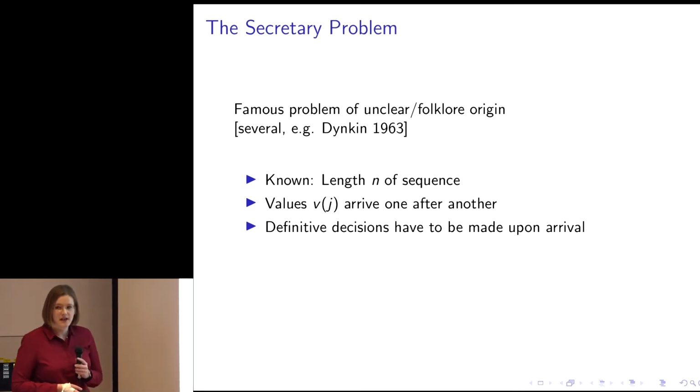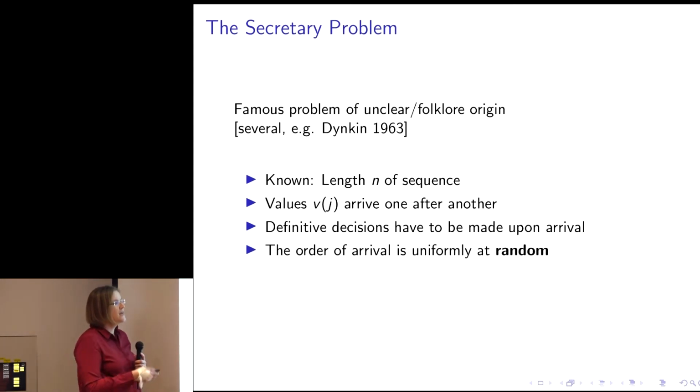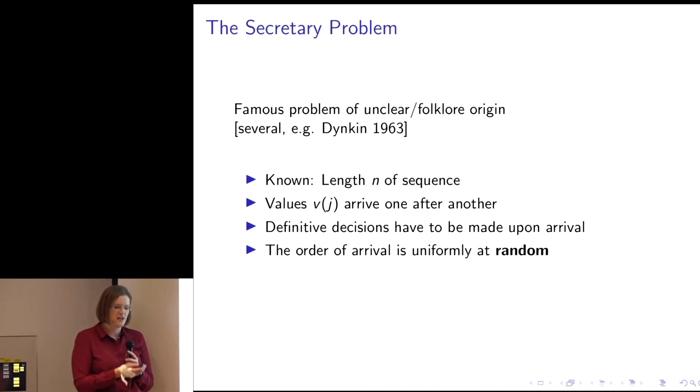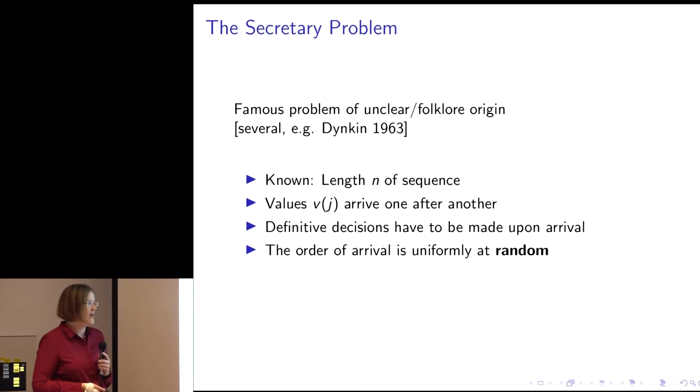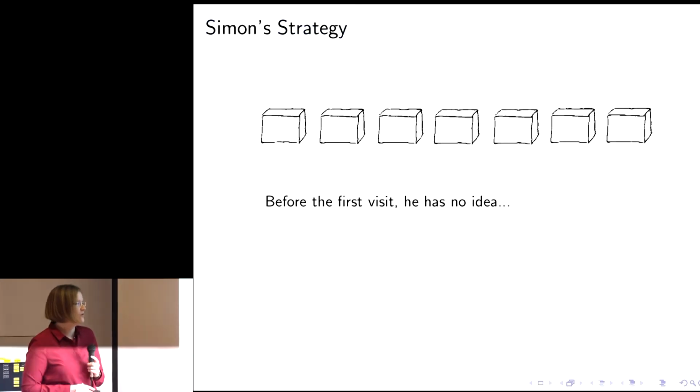Now, we have to decide, once we see a number, whether or not to take it. And we assume that the order of arrival is uniformly at random, because in this area we have to assume something. If we don't, if there is nothing known on the values and nothing on the arrival order, this will be unboundedly bad. So this is our assumption. And of course, we're still trying to get the best cat, so to speak.